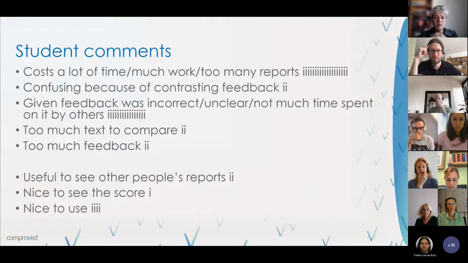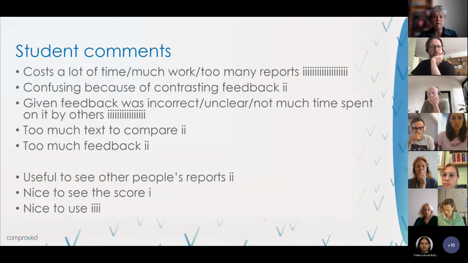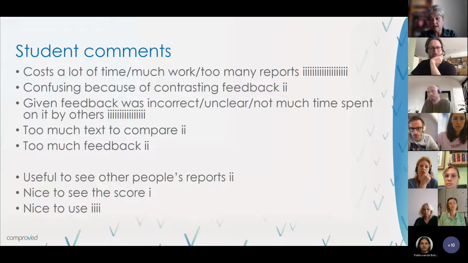Some of them reported on the fact that the feedback was contrasting, and that they found that a bit confusing. I can imagine that, yeah, this is like real life, right? When you are peer reviewed, when you write a paper, you will also sometimes have contrasting feedback. So that's nothing new. Of course, they also saw that some of the feedback that was given was just incorrect or unclear, or they saw that people just did not spend much time on it. Many of them commented on that. Again, too much text to compare and too much feedback. They felt, this is overwhelming. I get so many results.